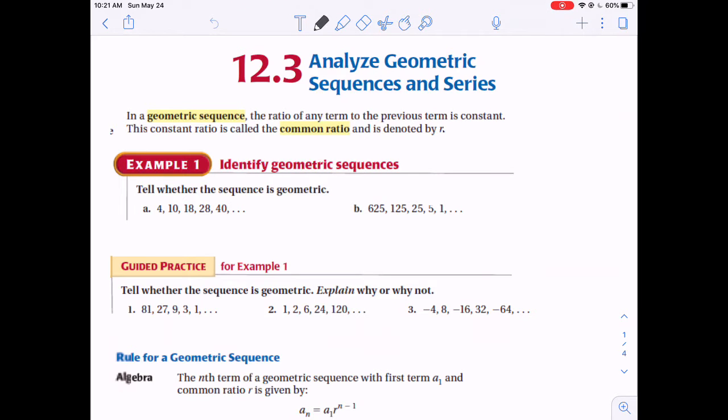All right, we studied arithmetic sequences. Now we're going to analyze geometric sequences. And let's just talk about what the difference is. With arithmetic, you were adding the same number to the previous number to get the next number. That difference was constant. Well, now we're going to have a common ratio between the numbers. So let me show you how that works.